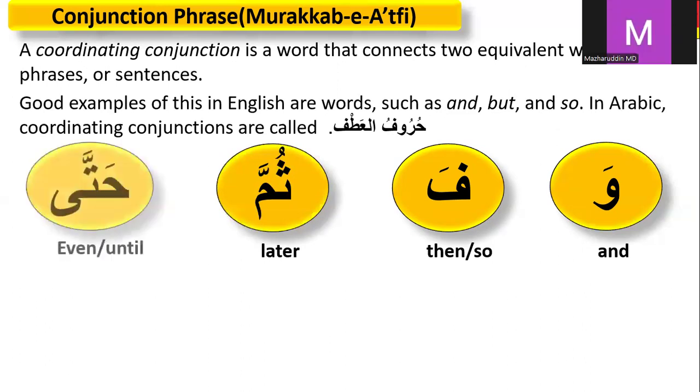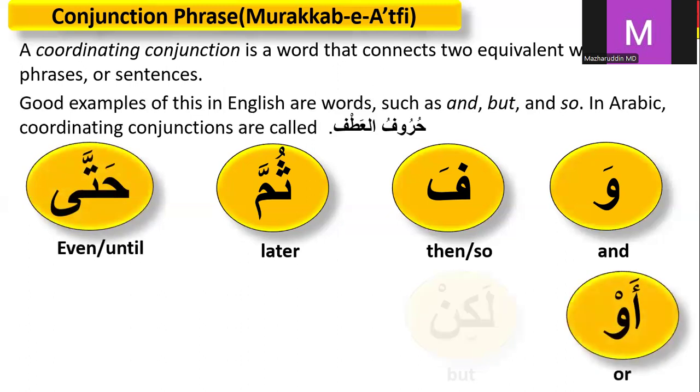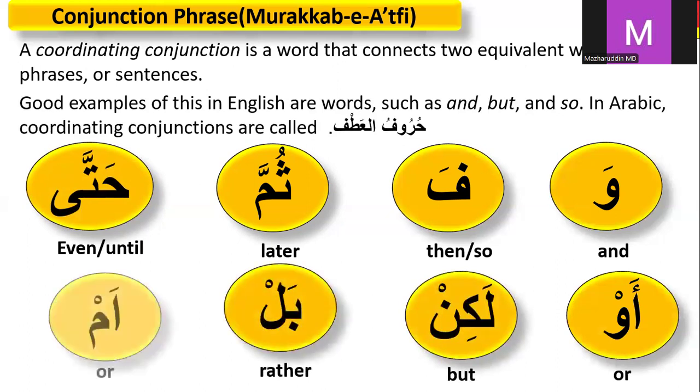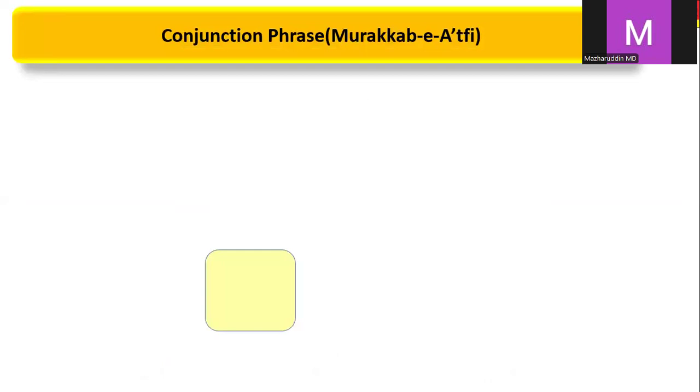Thumma, later. Hatta, even or until. Aw, or. Lakin, but. Bal, rather. There are many coordinating conjunctions, but here I'm just highlighting some so that you can understand there are different types of conjunctions. And you might have seen these kinds of words in the Quran as well. So these are conjunctions. Now let's understand the conjunction phrase.